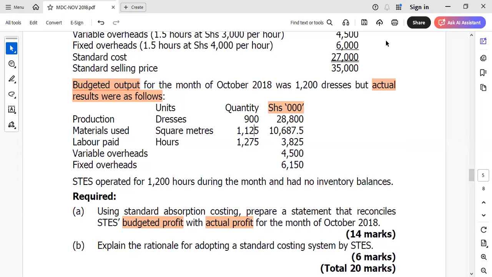I was still looking for that. I beg your pardon. We are looking for the profit.